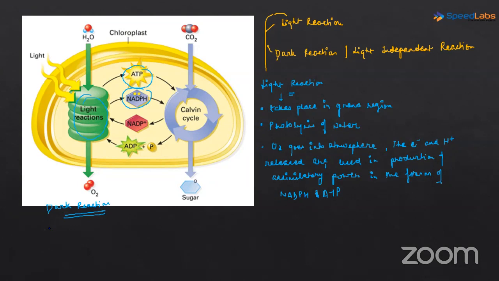Okay, so what happens in the dark reaction? The assimilatory power, NADPH and ATP, generated in the light phase, in the light reaction, is used. The assimilatory powers that were generated in the light reaction are used in the dark reaction, and carbon dioxide is reduced to carbohydrates. When we studied the main events of photosynthesis, we studied exactly this.